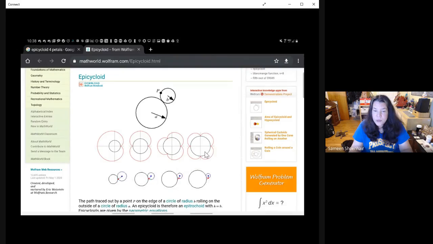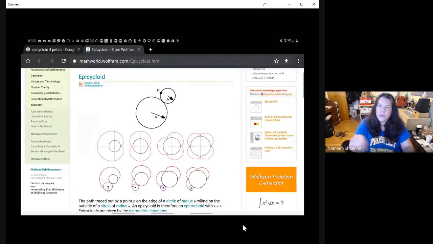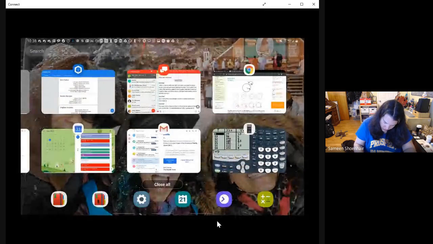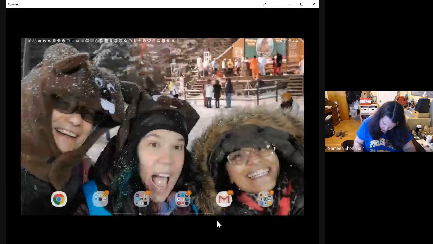Our example looks more like this one because the small circle has a radius of 1, but the big circle has a radius of 4. So it's going to create this picture right here. So that's what we mean by one circle rotating around another circle, and that's an epicycloid. Oh, I need to open that again.